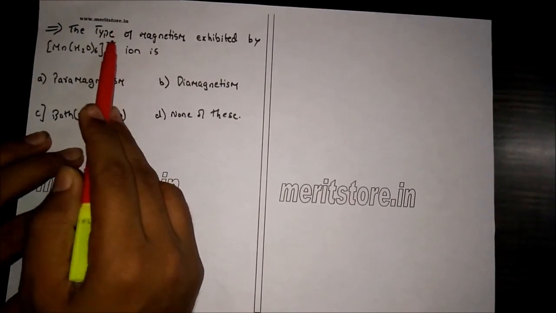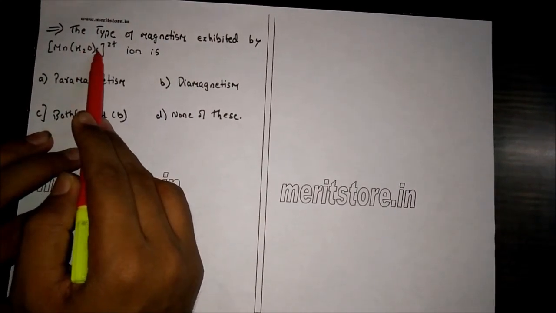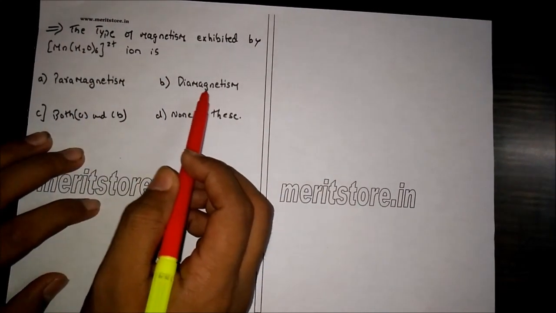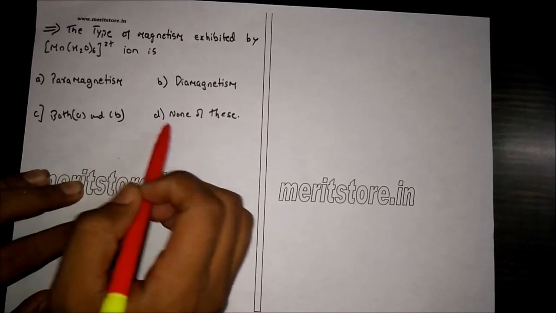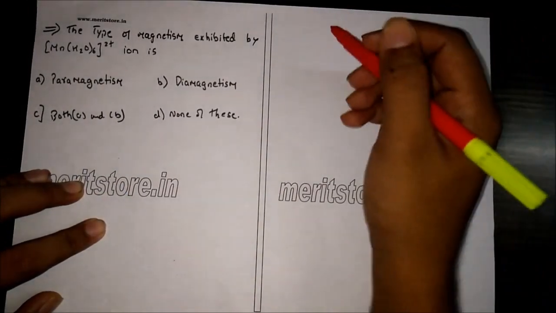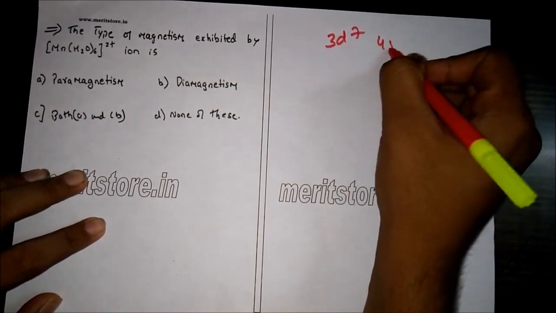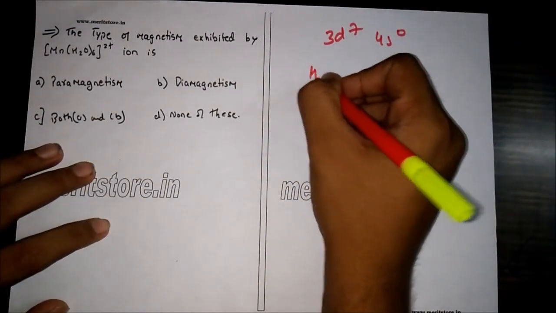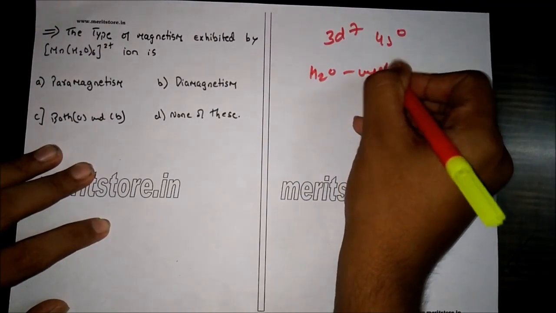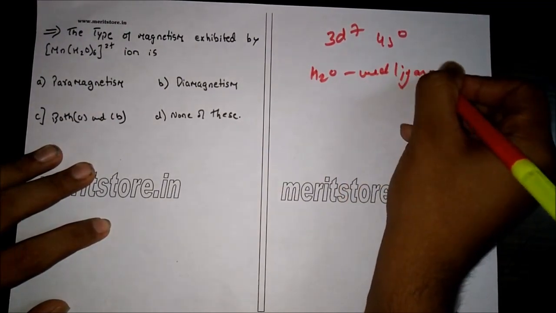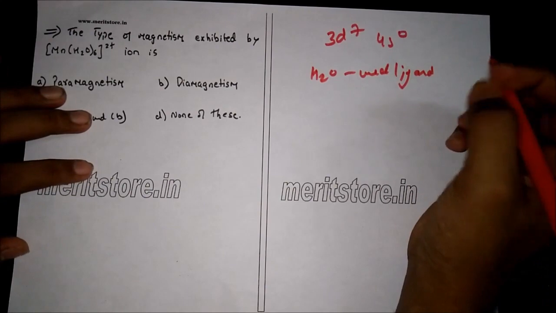The type of magnetism exhibited by [Mn(H2O)6]2+ ion is: A. Paramagnetism, B. Diamagnetism, C. Both A and B, D. None of these. Now Mn2+ has a configuration of 3d5 and 4s0. Since H2O is a weak field ligand, there is no pairing of electrons, which results in unpaired electrons left in the compound.